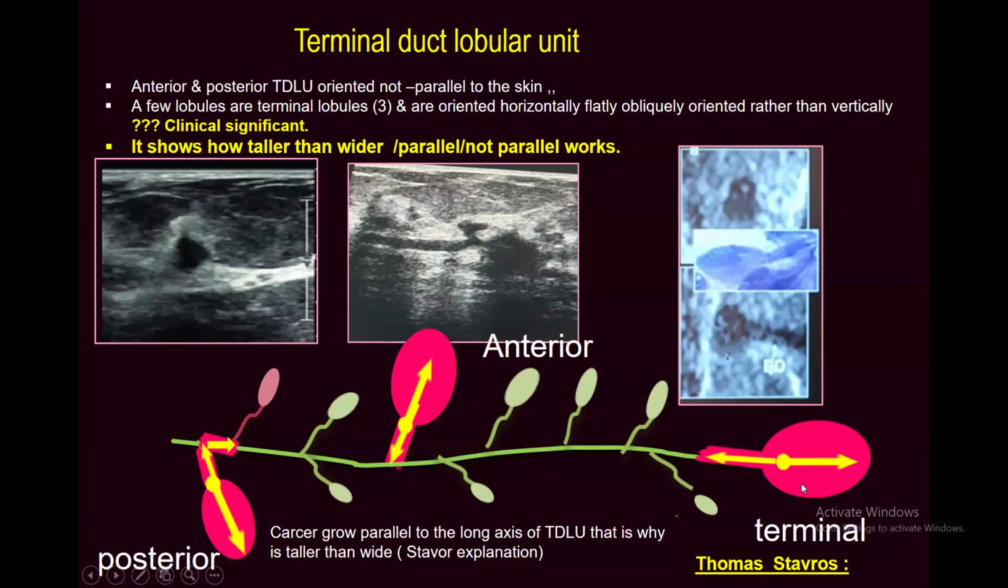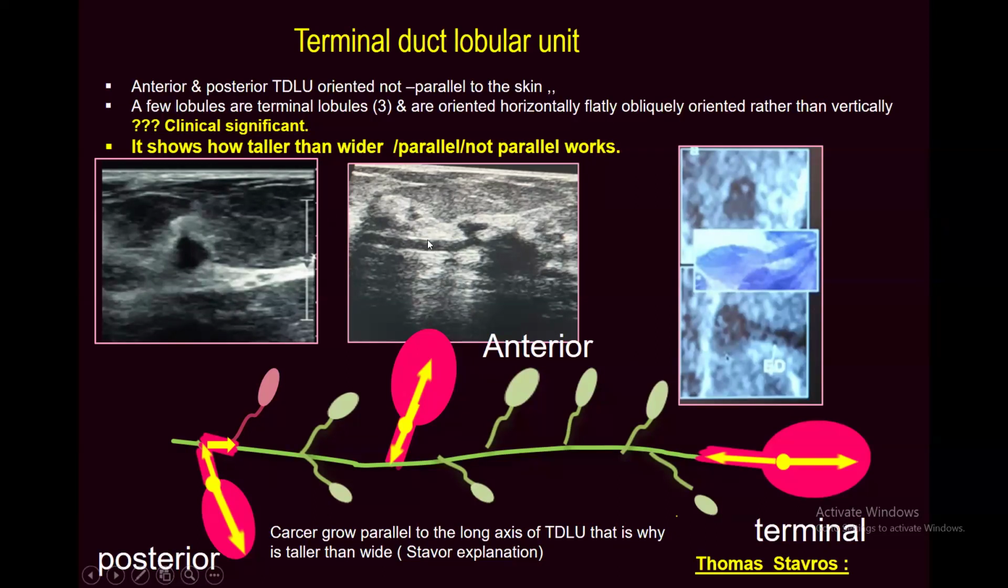Cancer arising in this lobule might present as a parallel lesion, parallel to the skin. While cancer arising here and here, which are the most common, we'll see the cancer is antiparallel oriented. This is from the literature. This is a normal terminal duct lobular unit. This is abnormal. This is a cancer arising in a terminal duct lobular unit oriented non-parallel. And this is our patient from SOBA.